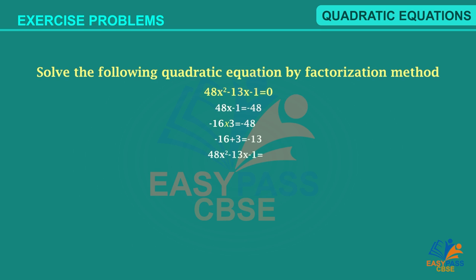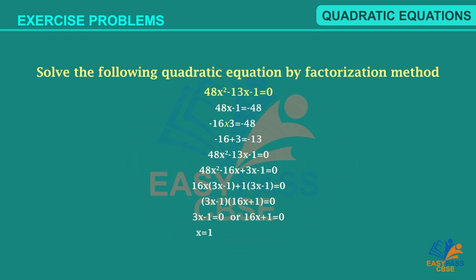So, 48x squared minus 16x plus 3x minus 1 equal to 0. From the first two, we can take 16x common. We get 3x minus 1. And from the third and fourth, we take 1 common. Why? Because we need again 3x minus 1 only. So, write 16x times 3x minus 1 plus 1 times 3x minus 1 is equal to 0. Therefore, 3x minus 1 times 16x plus 1 equal to 0. We get x is equal to 1 over 3, or x is equal to minus 1 over 16.